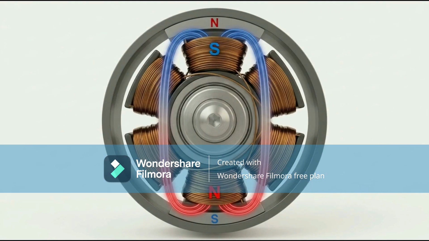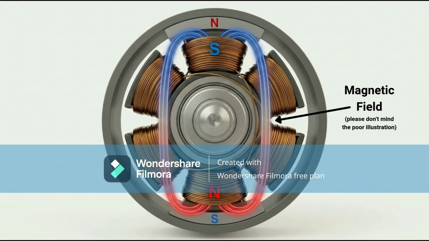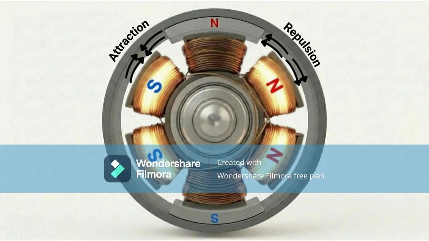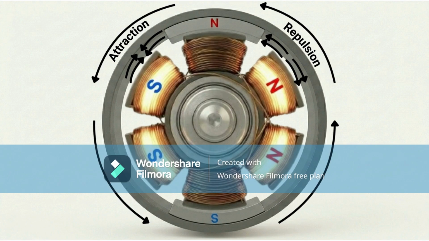When electric current flows through the copper coils, it creates a magnetic field around them. Each coil can be switched on and off individually, and when switched on, the direction of the current determines whether it becomes a north or south pole. The permanent magnets on the rotor are attracted to opposite poles and repelled by matching poles. So by switching the right coils on at the right time, the rotor is continuously pulled forward. You can see a demonstration of this in the following animation.